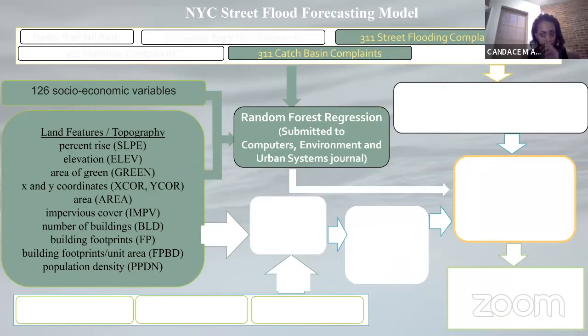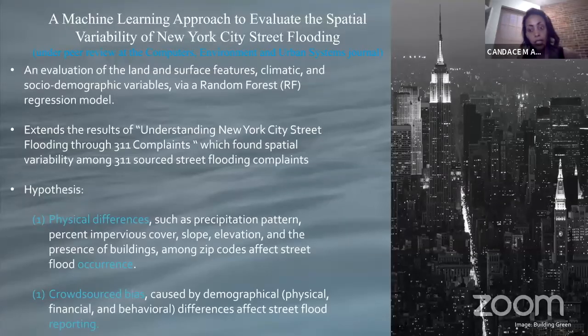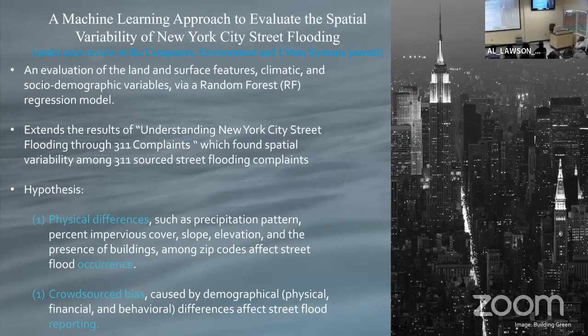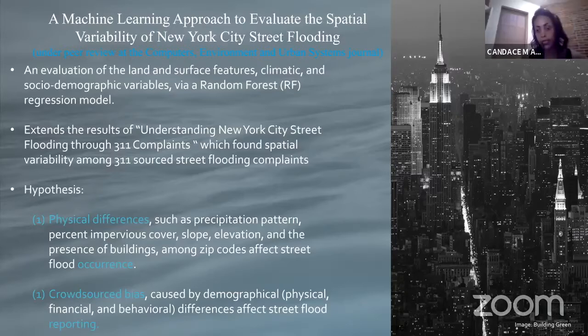For most of this presentation, I'm going to talk about our most recent paper, which involves the random forest machine learning algorithm. The title of this paper is a machine learning approach to evaluate the spatial variability of New York City street flooding, and it was submitted to the Journal of Computers, Environment, and Urban Systems.